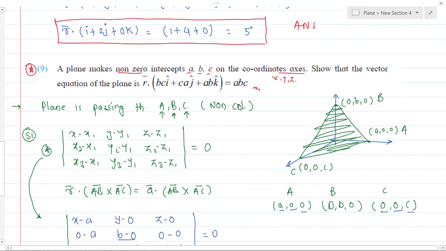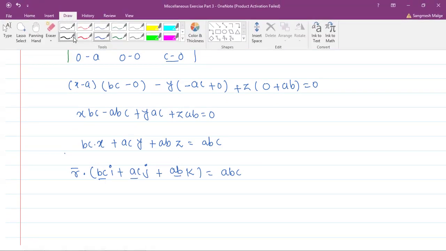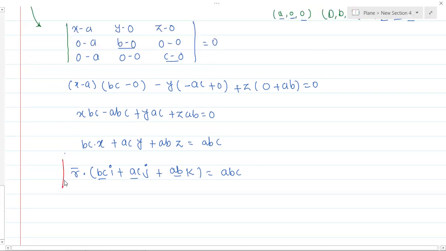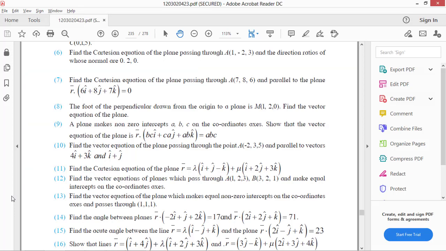Do we get the same? It's bc i, bc, ca and ab. Do we have the same thing? bc, ca and ab. That's great. We get the answer. Okay, so in this way we can prove that if the plane is making intercepts a, b, c with the XYZ axes, then this is the final equation of the plane. Okay, perfect. I hope you are getting all the concepts.